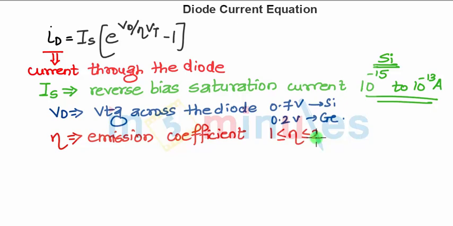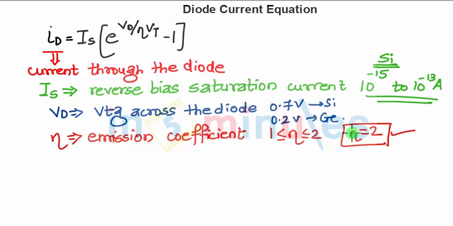What is the space charge region? Nothing but the depletion region. At very low currents, the recombination may be the significant factor. Eta value is close to 2 where recombination is a significant factor. So wherever recombination is more, you can see the value of eta is 2.